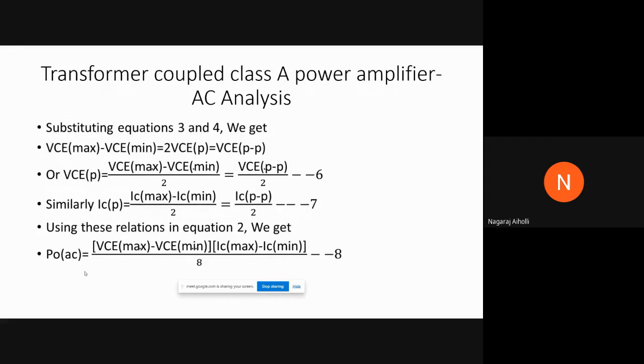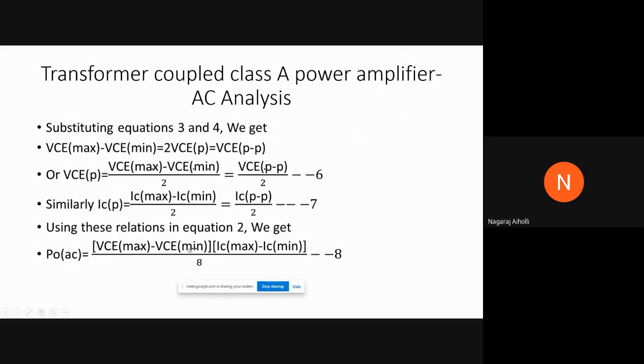In this equation 8, P naught AC, if we substitute VCE min equal to 0 and IC min equal to 0, the difference VCE max minus VCE min, and similarly IC max minus IC min, will also be maximum. Therefore the numerator will be more, and as the numerator will be more, the output AC power will also be more, or it will be maximum. Like this we are getting maximum AC output power when VCE min equal to 0 and IC min equal to 0 in equation 8.